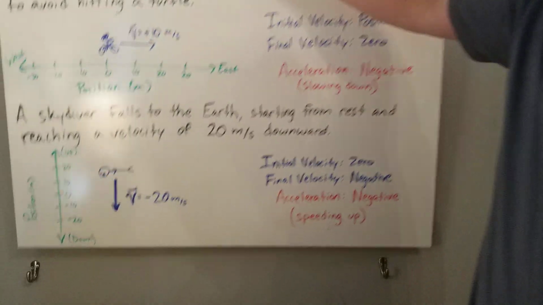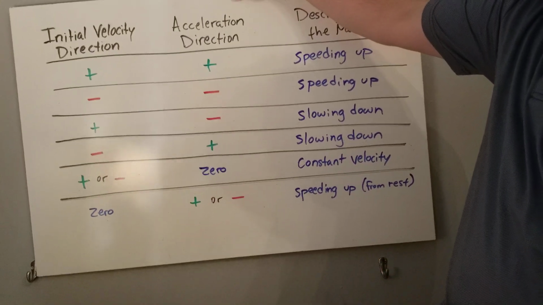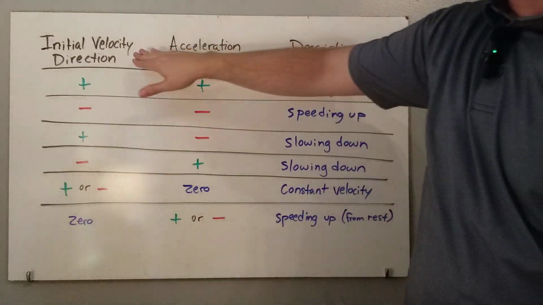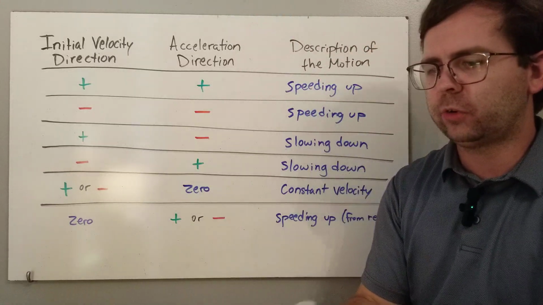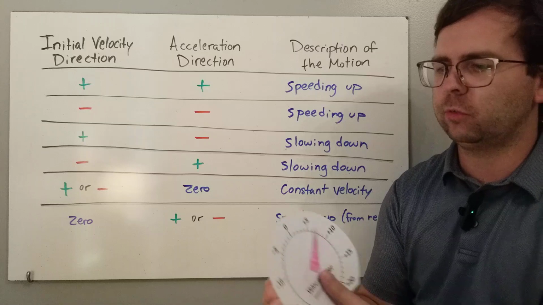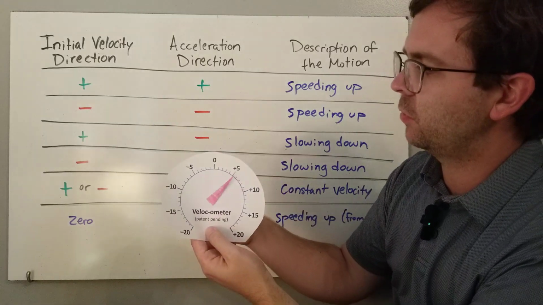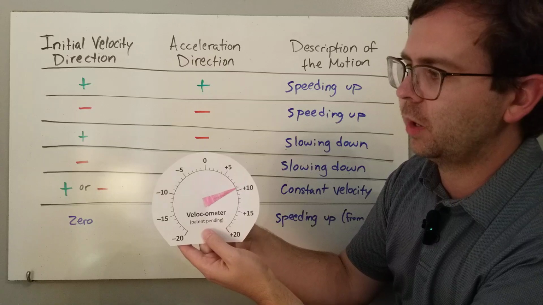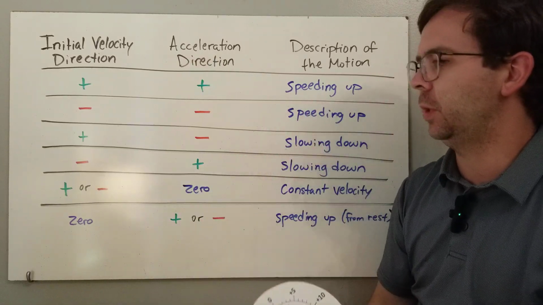All right, let's look at another. Let me show you all of these examples summed up in a chart here. So this chart shows for different initial velocities and accelerations what's happening to the motion. I'll try to illustrate this on my velocimeter as well. Let's say we have an initial velocity that's in the positive direction, and then an acceleration that's positive as well. So it moves to the positive end over here. That object is speeding up. So we say speeding up.